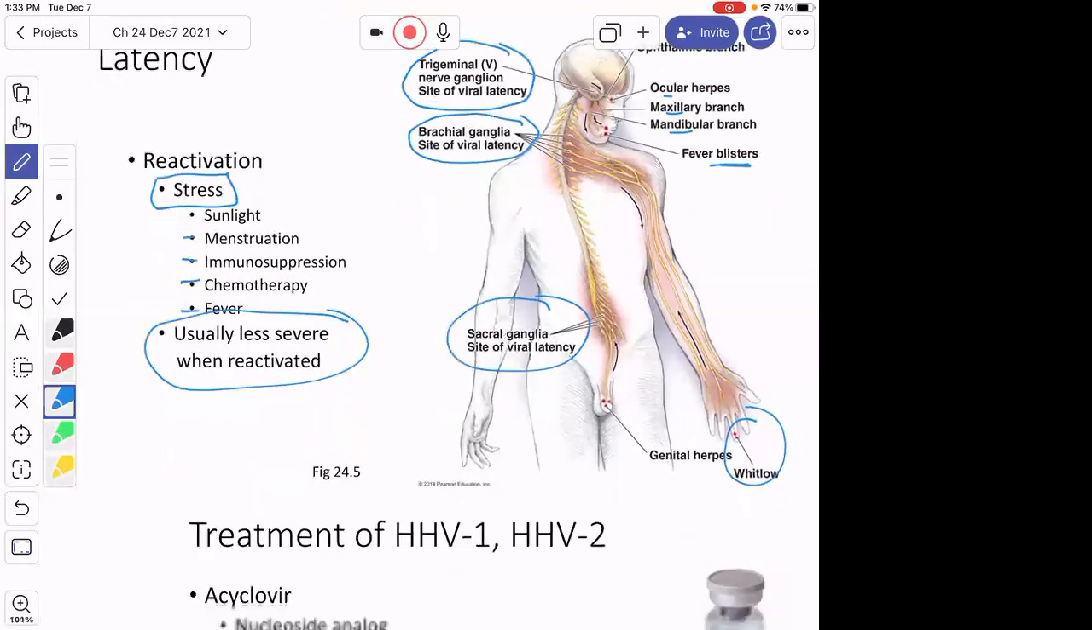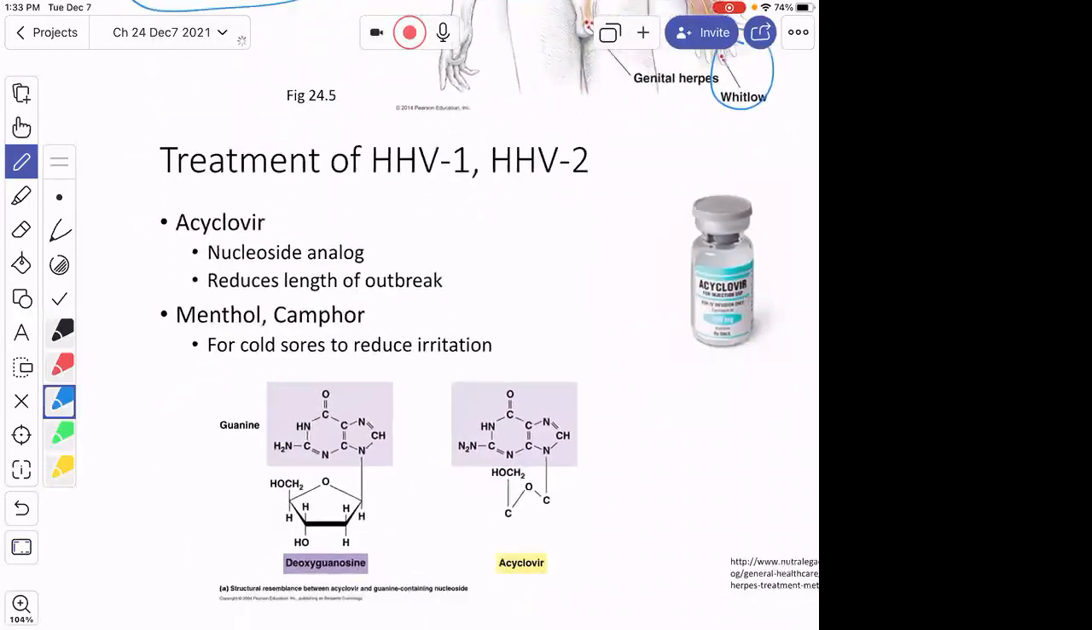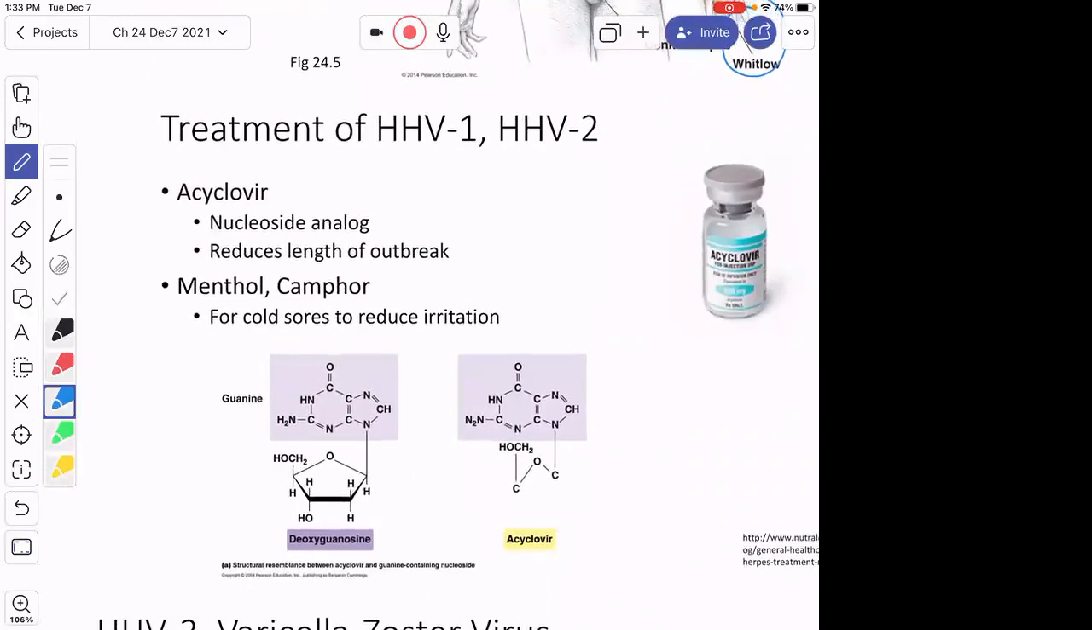So what can we do to treat this? Like I said, it's latent. We don't have any way to get rid of it, unfortunately. Really, our best bet is a drug called acyclovir. My graphic here makes it look like it's injected, but I think you can administer it in lots of different forms. You can take it orally. There are acyclovir creams as well. This is a nucleoside analog.